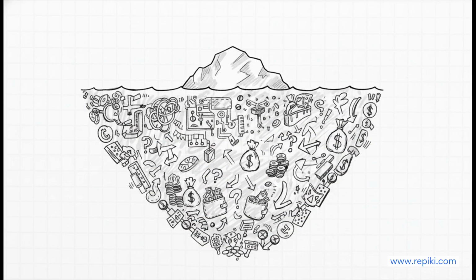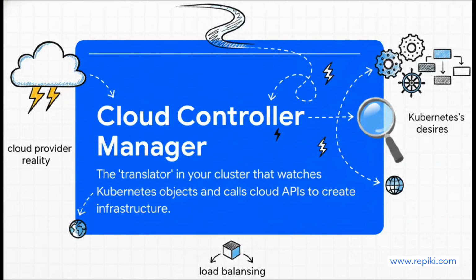That one line is a massive abstraction, a promise. And what actually happens when you make that promise? Well, that depends entirely on where your Kubernetes cluster is actually running. Let's dive in. Okay, the magic really begins with this component called the Cloud Controller Manager, or CCM.